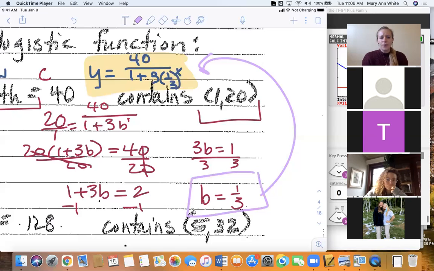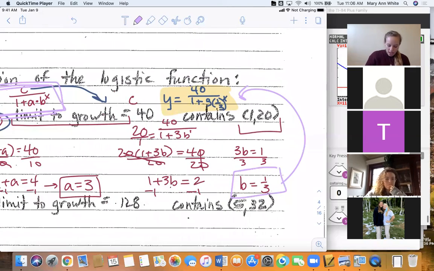The only other new thing I did is I put it all in one equation, so I don't remember if we did that together or not, but the only thing I did was combine it. I put my A and my B in my equation with my C. So Y equals 40 over 1 plus 3 times (1/3) to the X. So that's my logistic function in that highlighted yellow.